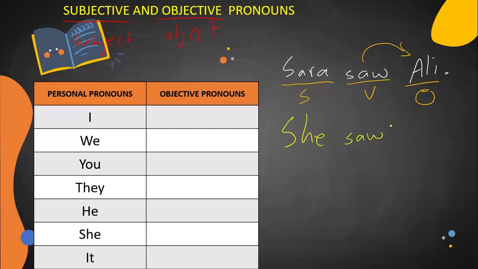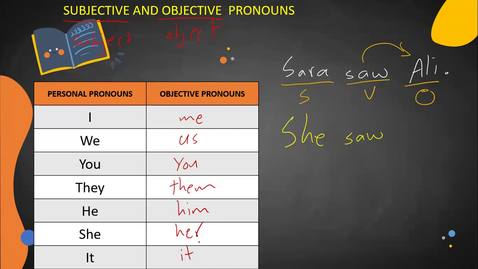Ali is an object. We cannot say she saw he. No, it's not correct. We have to use an objective pronoun here. So what are the objective pronouns in English? What are they? We replace I, if we are talking about the objective pronouns, with me, we with us, you, they with them, he with him, she with her, and it.